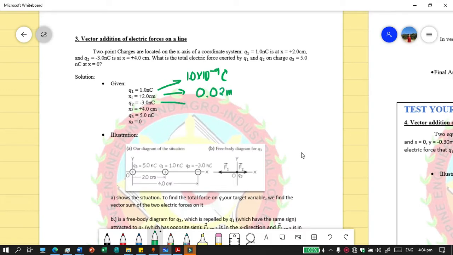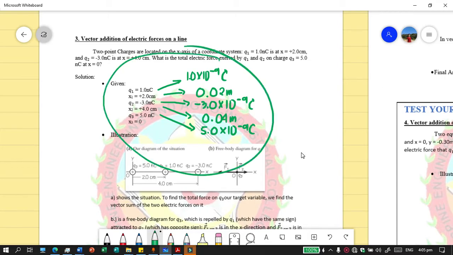meters. Itong charge 2 naman natin, that is negative 3.0 times 10 to the power of negative 9 coulomb. Samantalang itong x2 natin, that is 0.04 meters. Yung charge 3 naman natin, that would be 5.0 times 10 to the power of negative 9 coulomb. Okay? So, itong mga values na ito is very important kasi pag hindi natin yan nasunod, magkakaroon tayo ng problem sa magiging final answer natin.